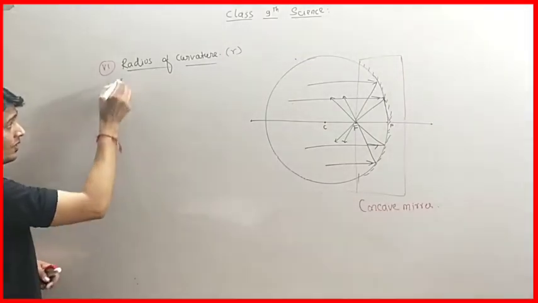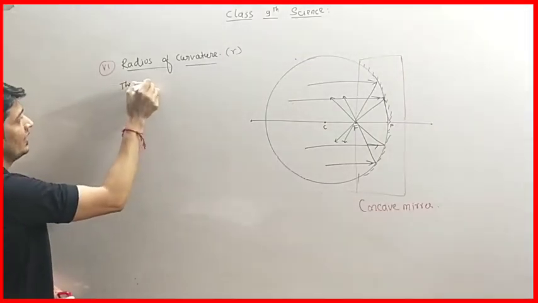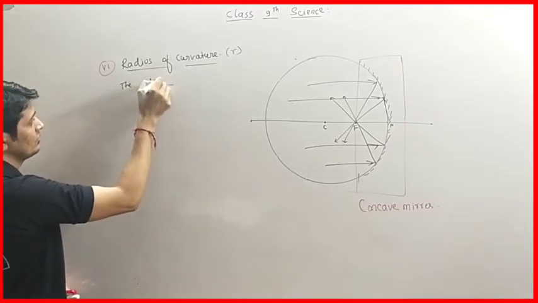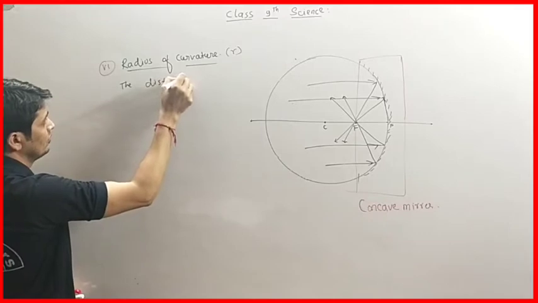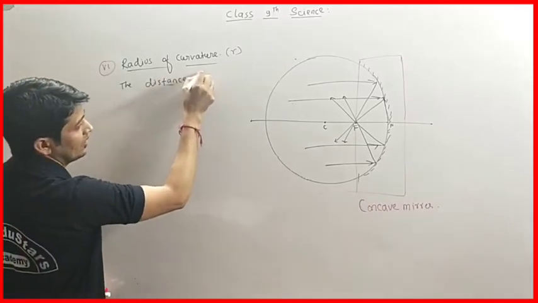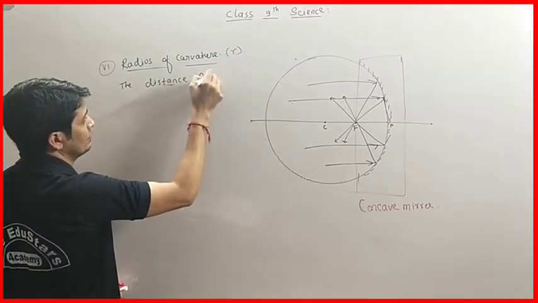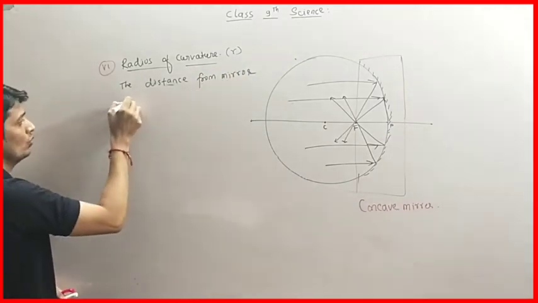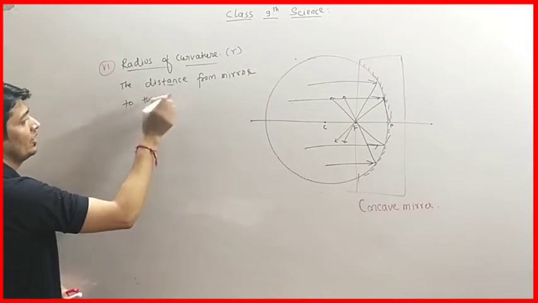So what is radius of curvature? The distance from the mirror to the center of curvature.